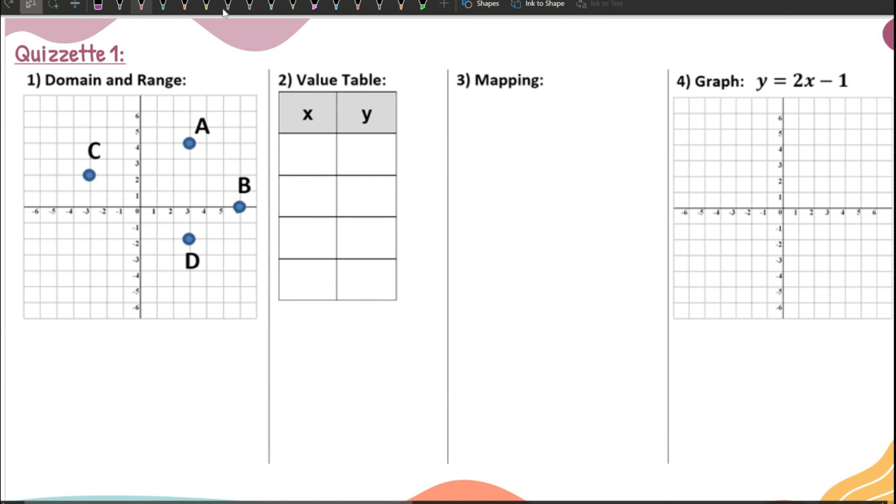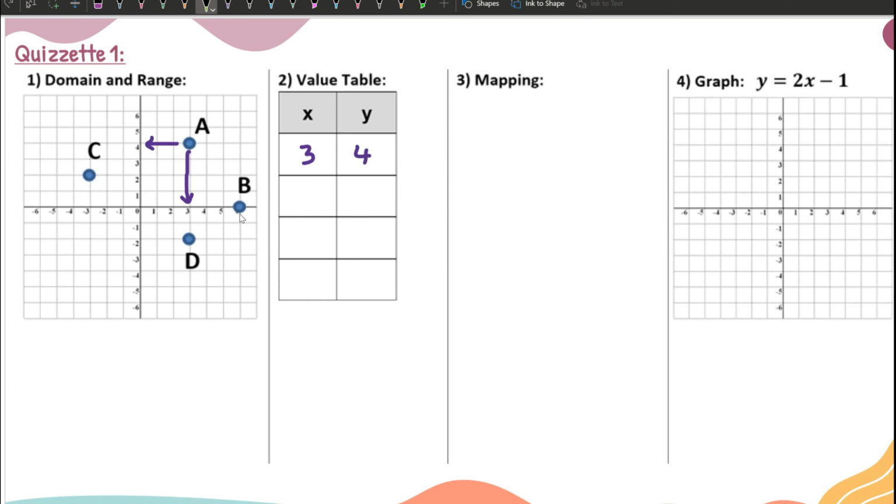For convenience, I'm going to do number 2 first, because it's straightforward. Number 2: first we're going to write these 4 points in an X and Y table. Let's say point A. Your X value is 3. Your Y value is 4. So you have (3, 4).